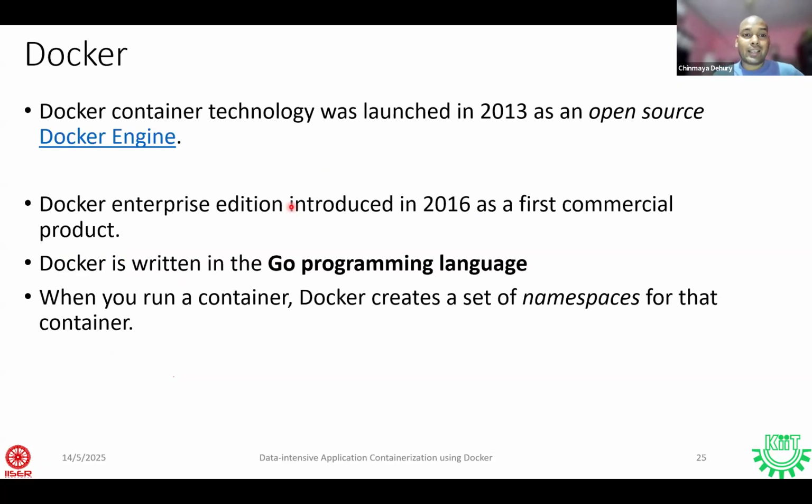So again, it was initially launched in 2013, mostly written in the Go programming language. When you run a container, Docker will create a set of namespaces for that container based on your configuration. Though it was launched in 2013, they launched the first commercial product in 2016.